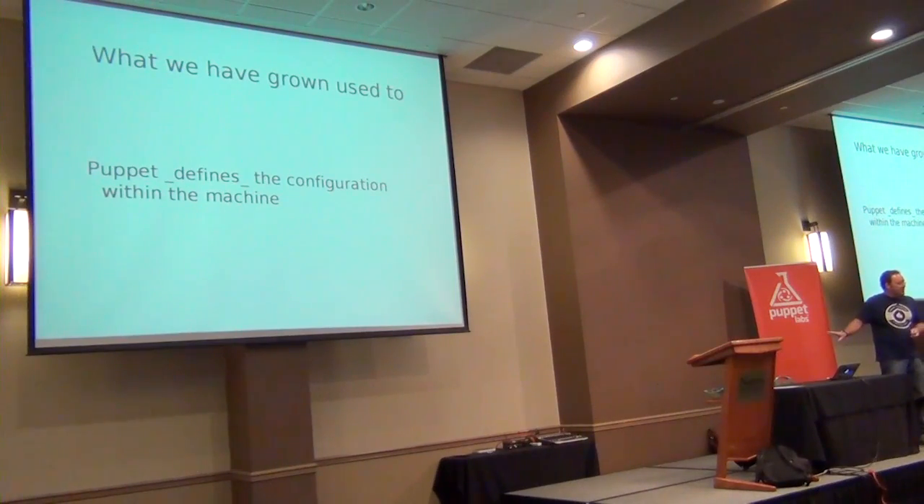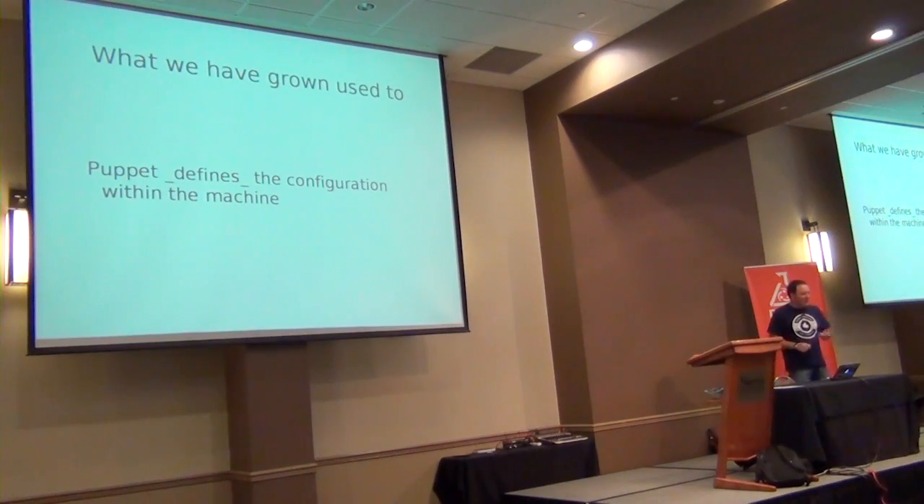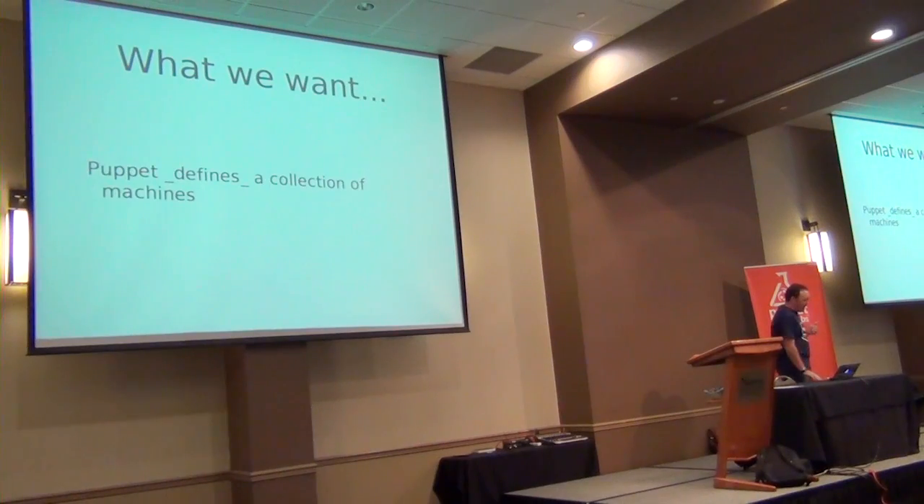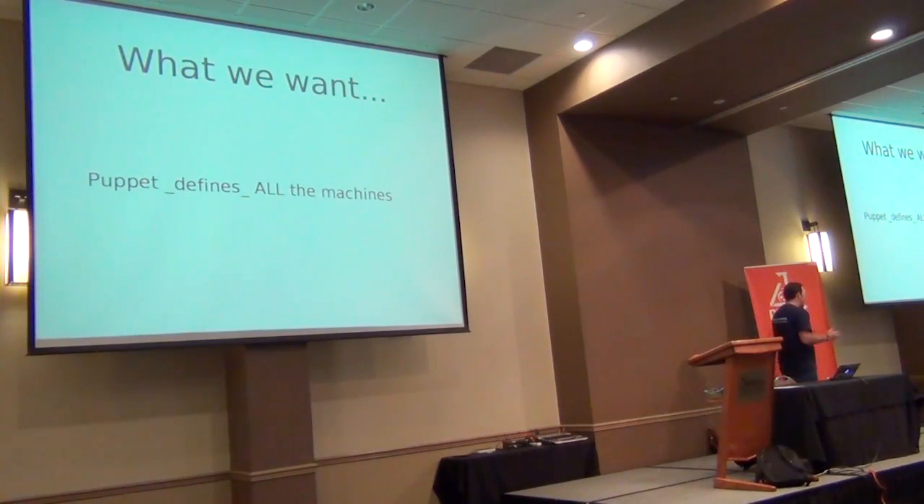Because you have to first come up with Bobby's server, and whether that's physical or virtual, you have to have a way of provisioning that out and defining that it exists. So what they said they wanted was not just that Puppet defines the machine, not just that it defines a collection of machines together, because Puppet has been doing that as well, right? But that Puppet defines all the machines, defining the machines themselves as well as the configuration on them.